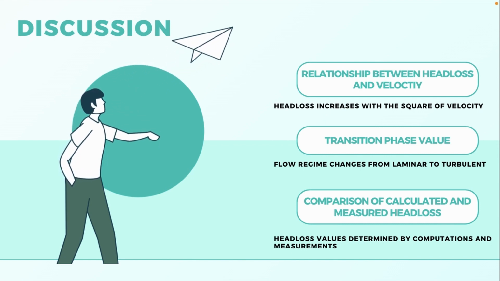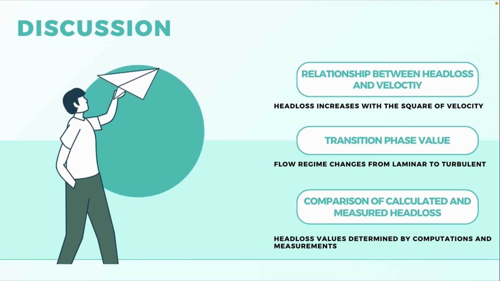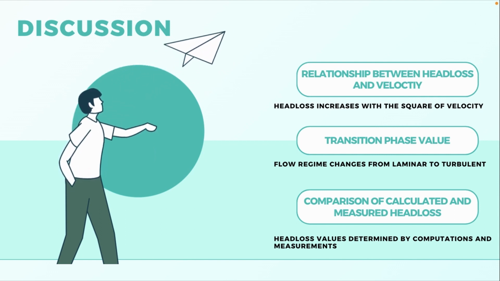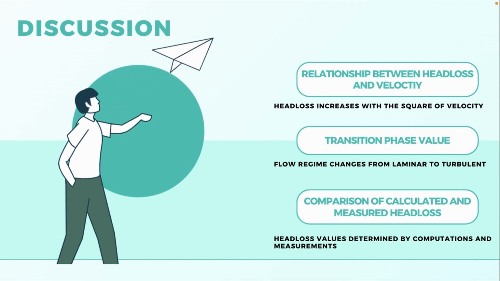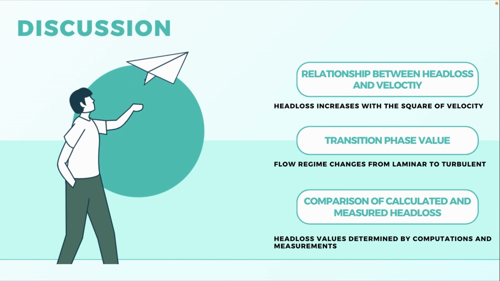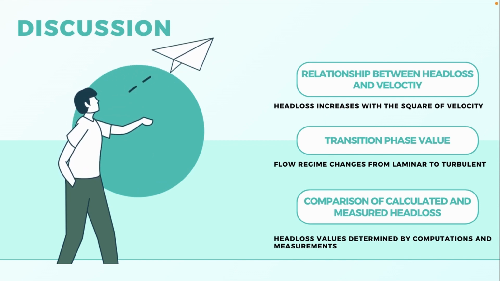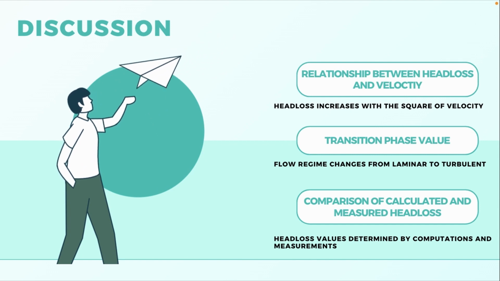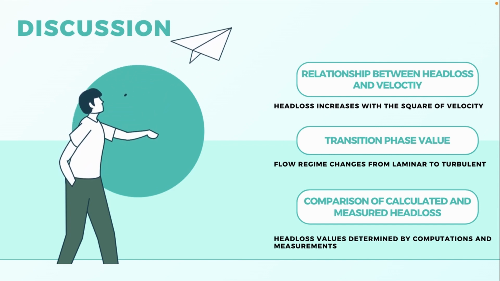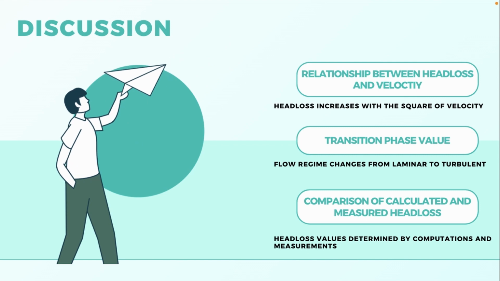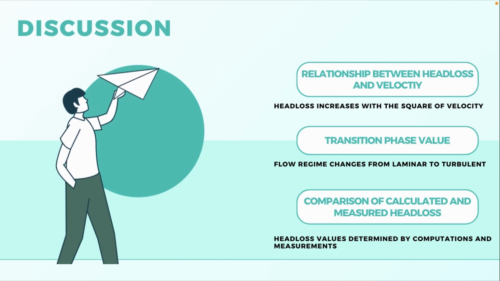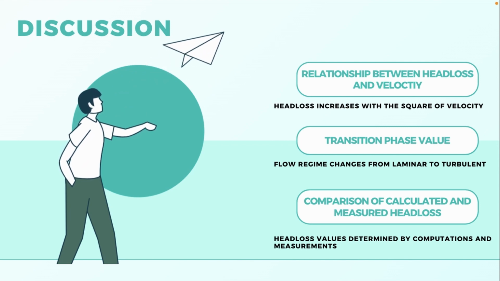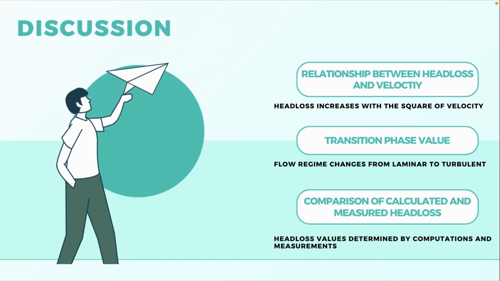Transition phase value: the point on the head loss versus velocity graph where the flow regime changes from laminar to turbulent is known as the transition. Laminar flow is characterized by limited mixing between layers of moving fluid and head loss that grows linearly with velocity. At the transition point, the flow becomes chaotic and turbulent due to increasing velocity, which quickly increases head loss.